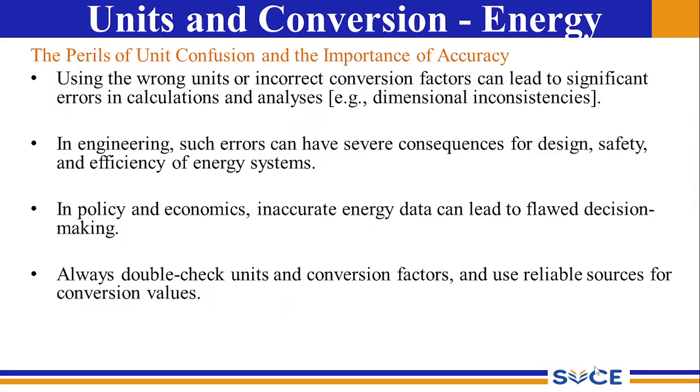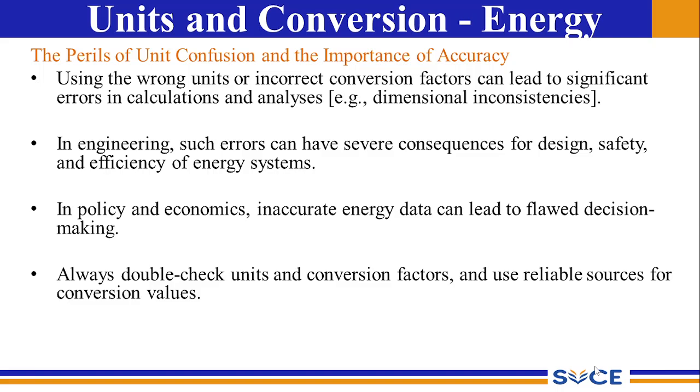A very important thing to note is the perils of unit confusion and the importance of accuracy. Using the wrong unit or incorrect conversion factors can lead to significant errors in calculation and analysis. This is also called dimensional inconsistency. Let's say you say the machine is operating at a speed of 5 meters per second, whereas someone else around the globe understands 5 feet per second. Your entire calculation based on this assumption is going to be thoroughly flawed.